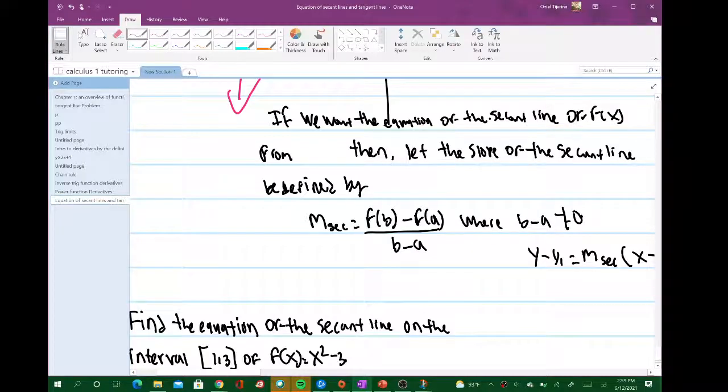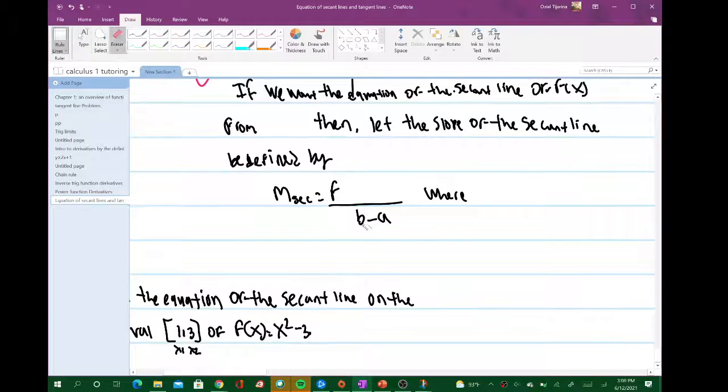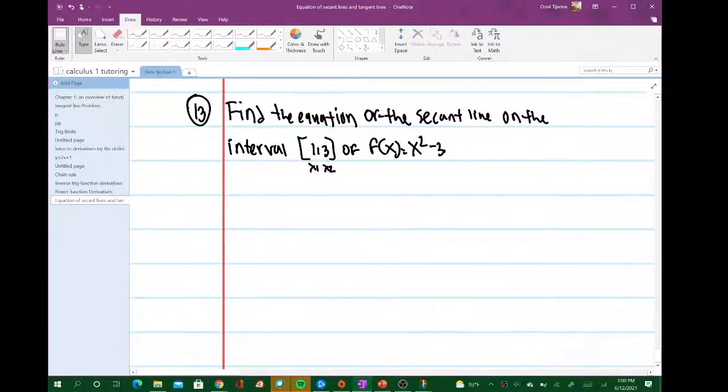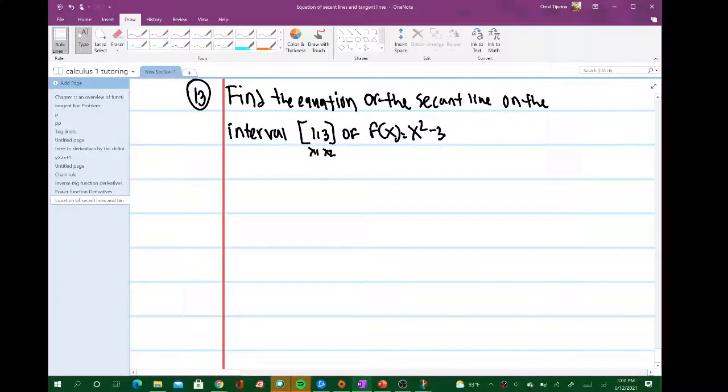Actually, let me write it this way, for those of you who don't like this notation. From x1 to x2, let the slope of the secant line be defined as f of x2 minus f of x1 over x2 minus x1, where x2 minus x1 does not equal 0. So I can do it that way if it's easier, but it's the same exact thing that we're doing. It's an interval, really.